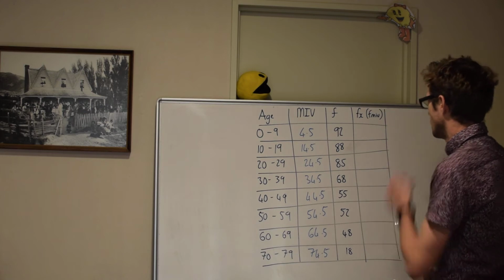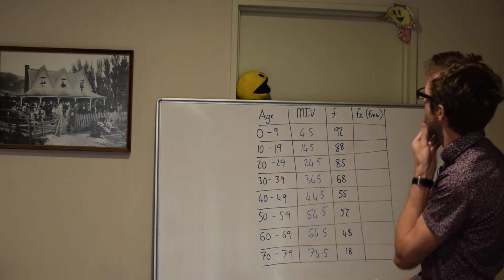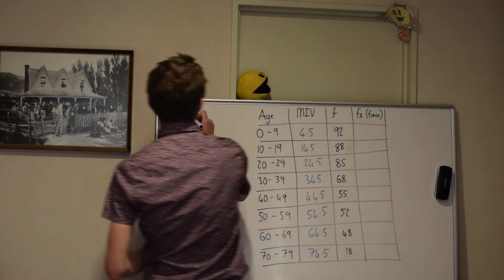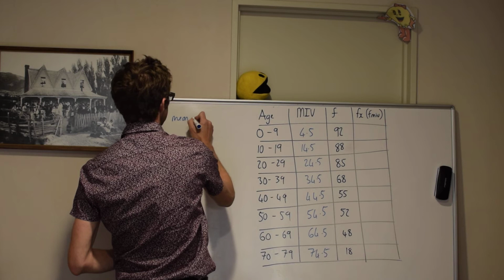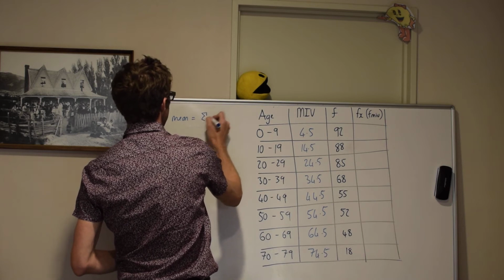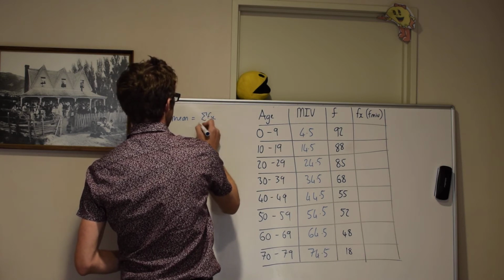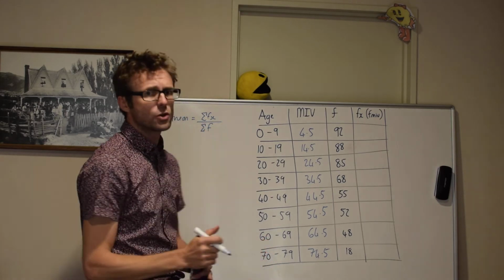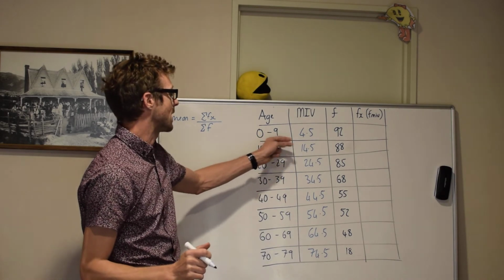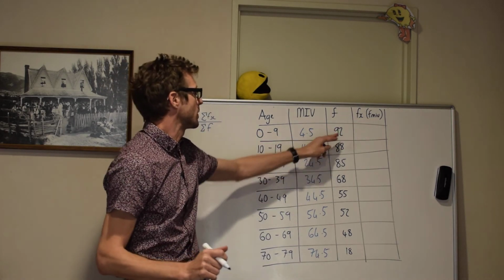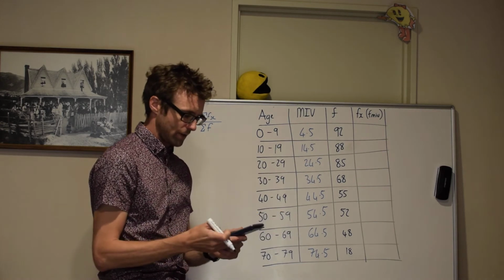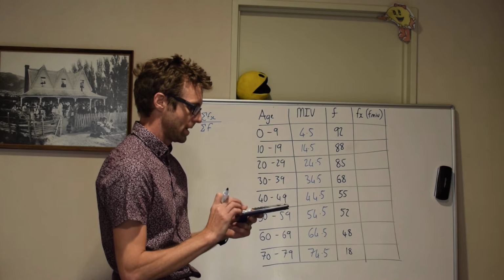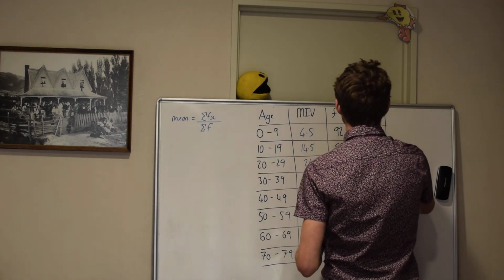Okay, now in order for us to be able to do our estimate, remember we're using the formula: mean is equal to the sum of fx over the sum of f. Well, in this case, we're not going to do fx because we don't know what each of the x values are. We're going to do f times the mid-interval value. So we're going to go 92 times 4.5. So let's do that now. 92 times 4.5, and that will give us 414.